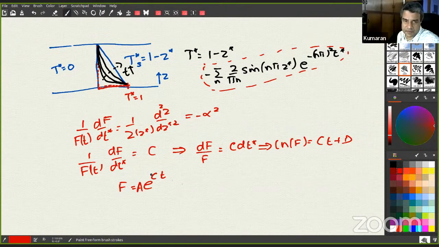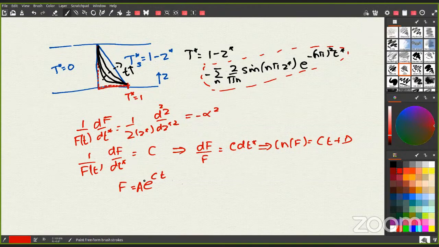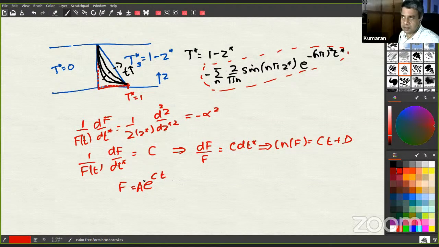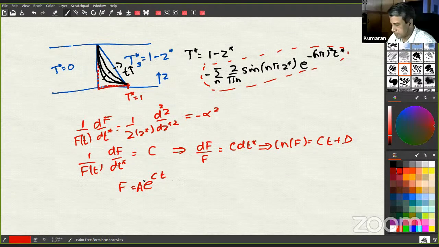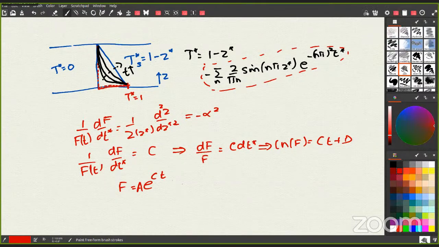Now this f, if c is positive, it's going to increase exponentially, right? But f has to go to 0 as t goes to infinity, because the transient part has to go to 0. You have to get the steady state solution. So c cannot be positive, because otherwise it keeps increasing exponentially. So it has to be negative.